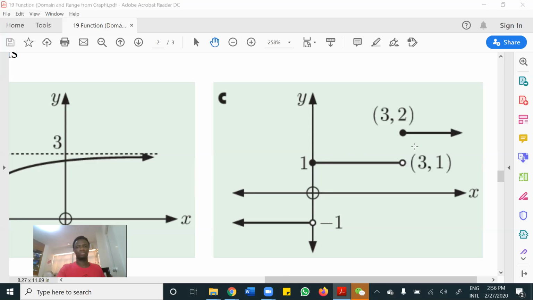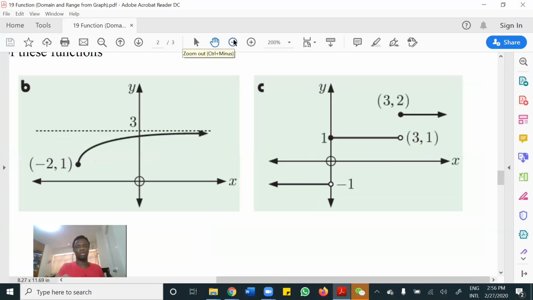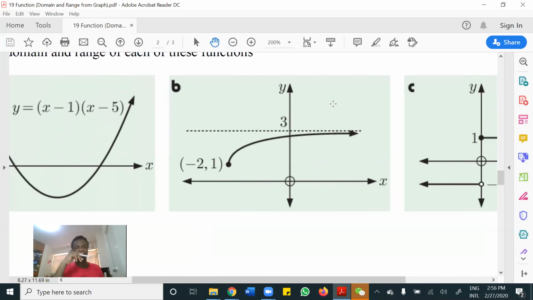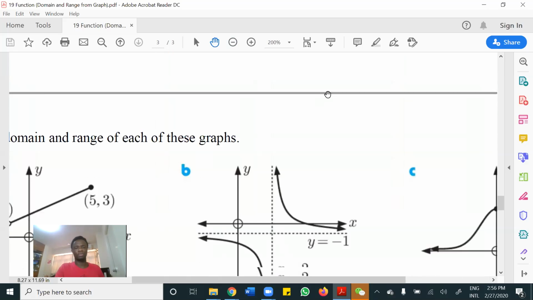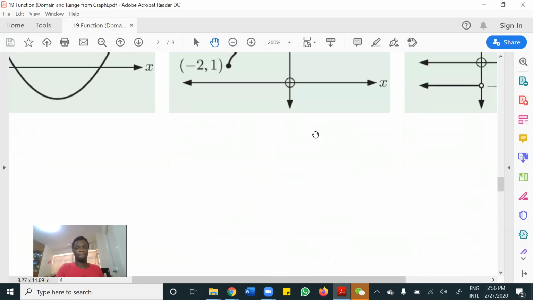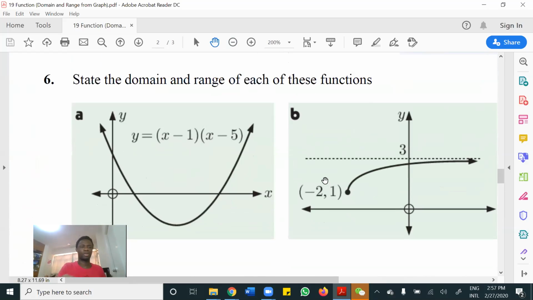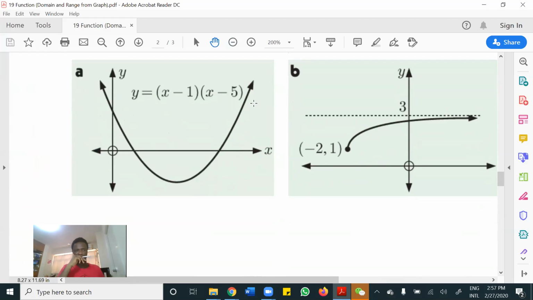I don't know if I got the correct answer. So, 6A. The first one. So what's your domain? X is the set of all real numbers. And the range is y is greater than or equal to -4. I don't know if that's correct. How did you get that?